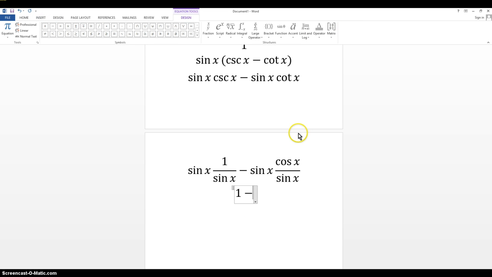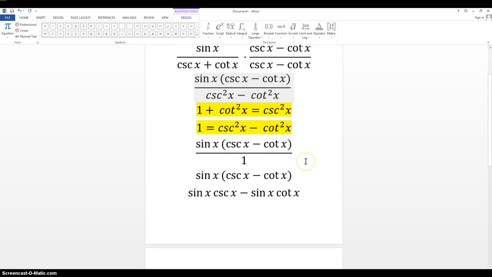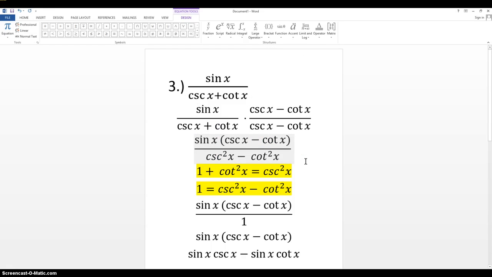And then, what happens to our sine of x's right here in this second term? They also cancel out, and it only leaves me with a what? Cosine of x. So our answer, simplified, is 1 minus cosine of x. Okay, so let's go ahead and scroll up and make sure you understand this problem.